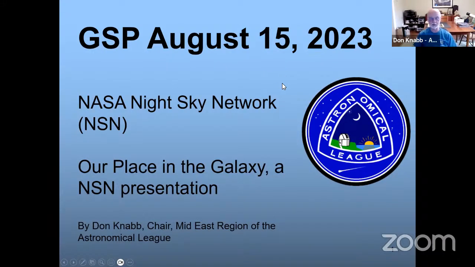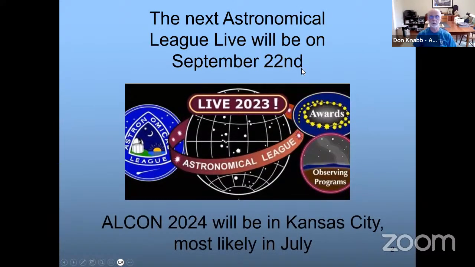Now, I don't have a lot on light and color, but I do have talk about light years a little bit. So I guess that qualifies. Yeah, that'll qualify. So I'll talk about the Night Sky Network and a presentation from the Night Sky Network. The Night Sky Network and the Astronomical League are really two organizations that dovetail really well together. Before I get into that, let me mention that the next Astronomical League Live is up September 22nd. And there'll be more announcements about that. And Alcon next year is going to be in Kansas City. You don't know exactly when, probably in July, but it'll be in Kansas City.